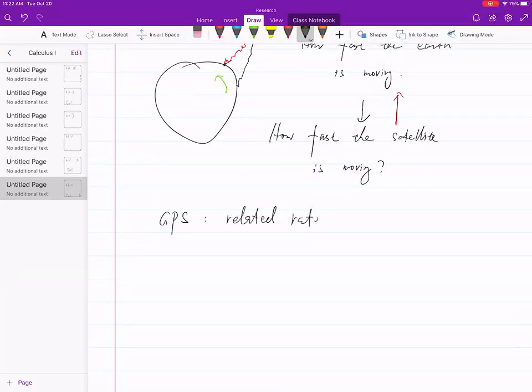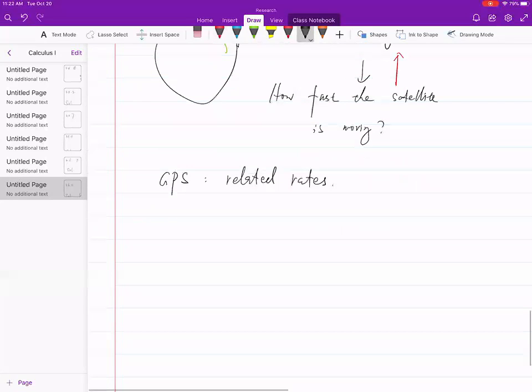So how do they calculate how fast you're moving? How do they do that? They do it by related rates. They assume they know how fast the satellite is moving. They know how fast you're moving on Earth.